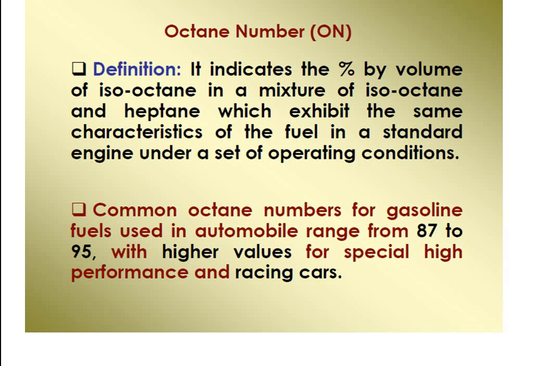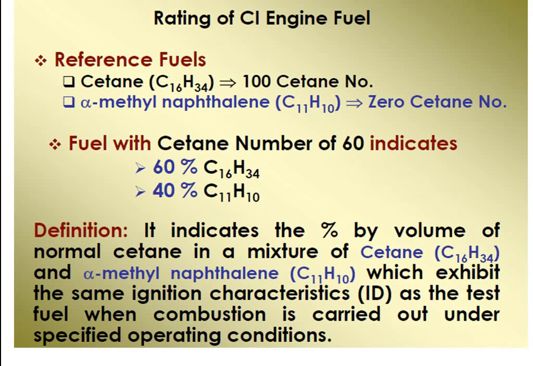How can we define an octane number? The definition: it indicates the percentage by volume of isooctane in a mixture of isooctane and heptane which exhibits the same knock characteristic as the fuel in a standard engine under a set of operating conditions. This is the definition of an octane number.